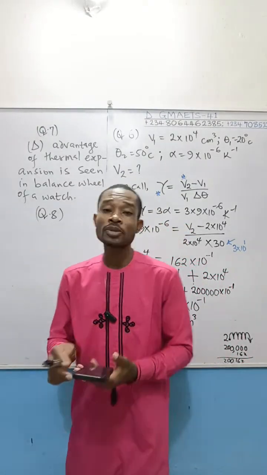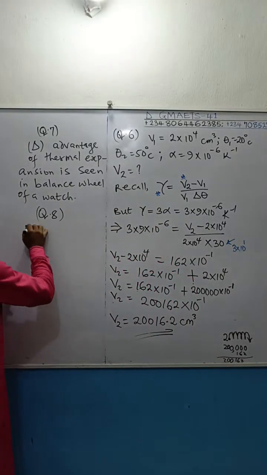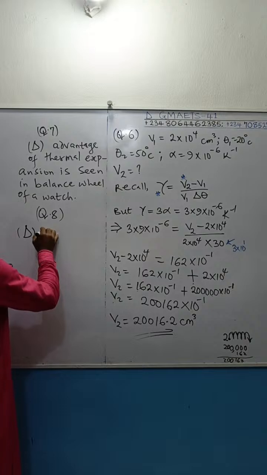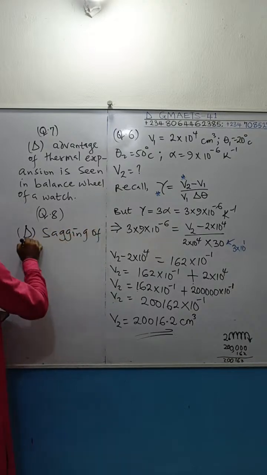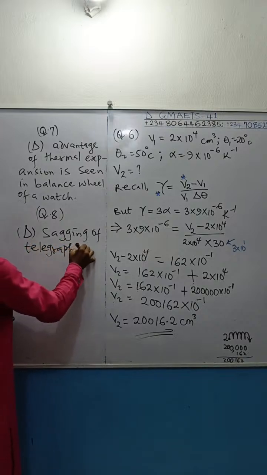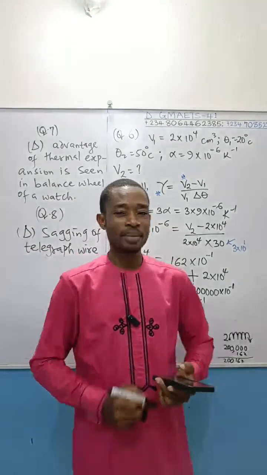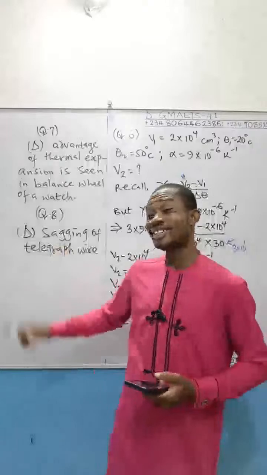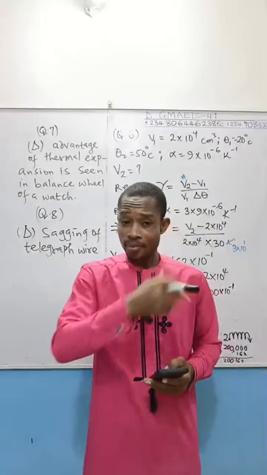Okay, so the correct option there is D, which is sagging of telegraph wire. That is not an application of thermal expansion. Rather, that one is a disadvantage. Options A, B and C, I told you, they are applications.